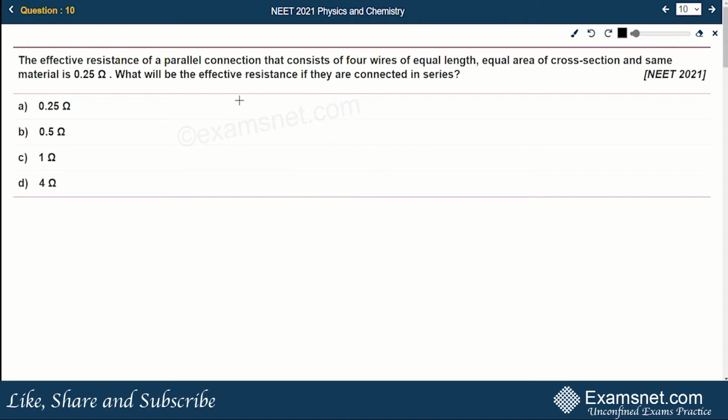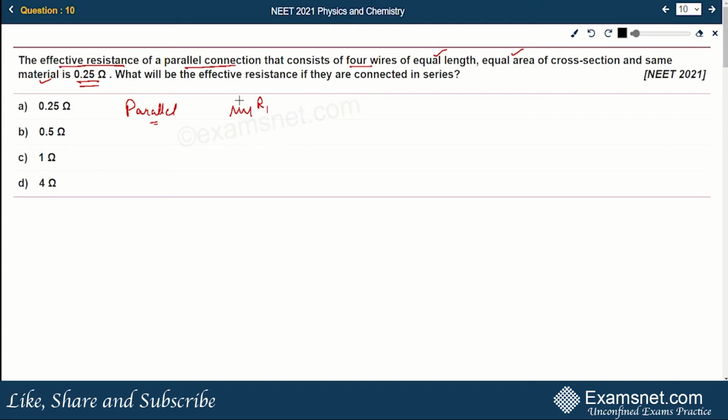Question number 10 is from the chapter Current Electricity, and the question is the effective resistance of a parallel connection that consists of 4 wires of equal length, equal area of cross section and same material. That means they have the same resistance. Okay, and the effective resistance is 0.25 ohm. Then what will be the effective resistance if they are connected in series? So first, let's see if they are connected in parallel. Then that means they are connected like this.